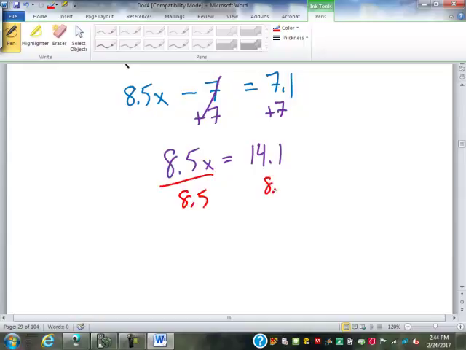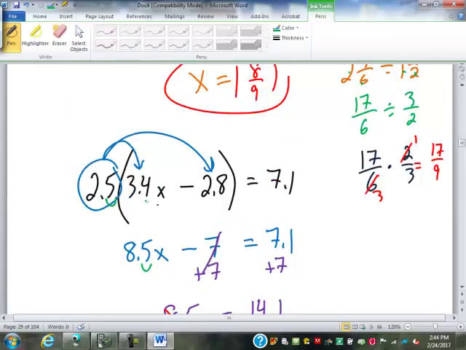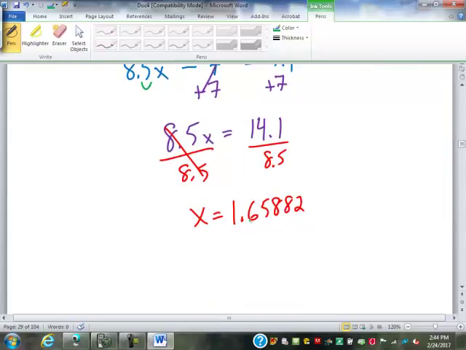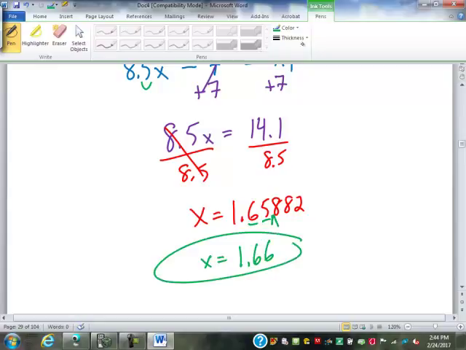Divide by 8.5. So x equals 1 point what? 1.658823529. Okay, so we can stop there. The numbers in our problem are given to 1 decimal place. So where do we have to round our answer off at? 2 decimal places. So 1.66 is where we would round that. Any questions?